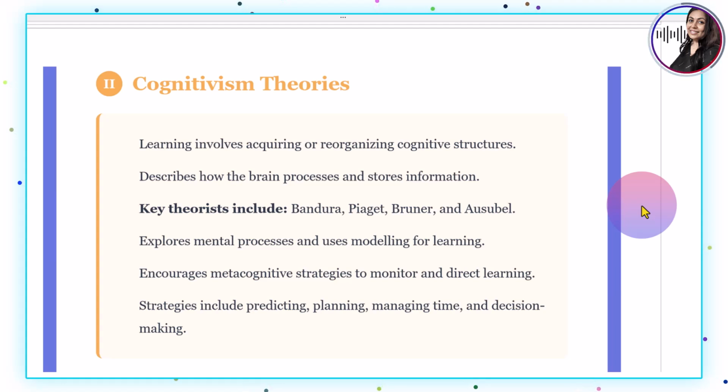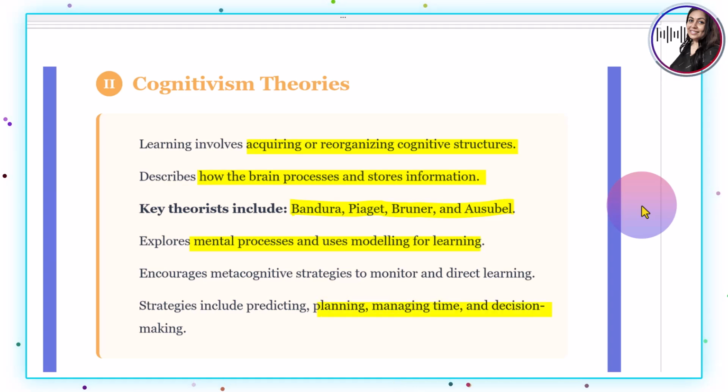Cognitivism explains learning as the process of acquiring, organizing, or reorganizing cognitive structures in the mind. It describes how the brain processes, stores, retrieves, and applies information. Key contributors to cognitivism include Albert Bandura, Jean Piaget, Jerome Bruner, and David Ausubel. This theory places strong emphasis on mental activities such as thinking, reasoning, problem solving, and decision making.